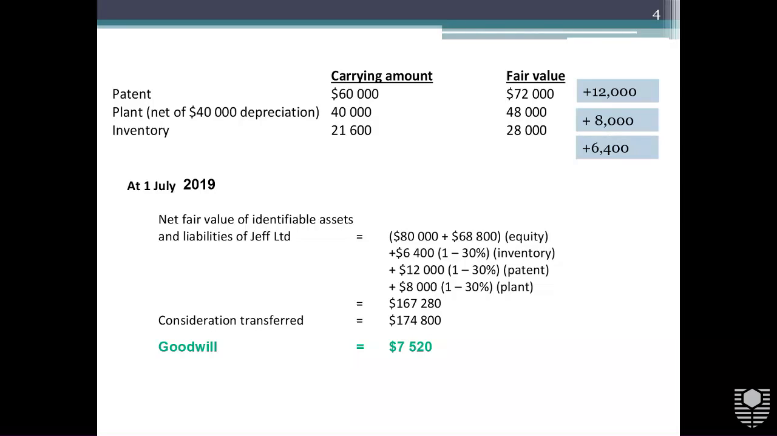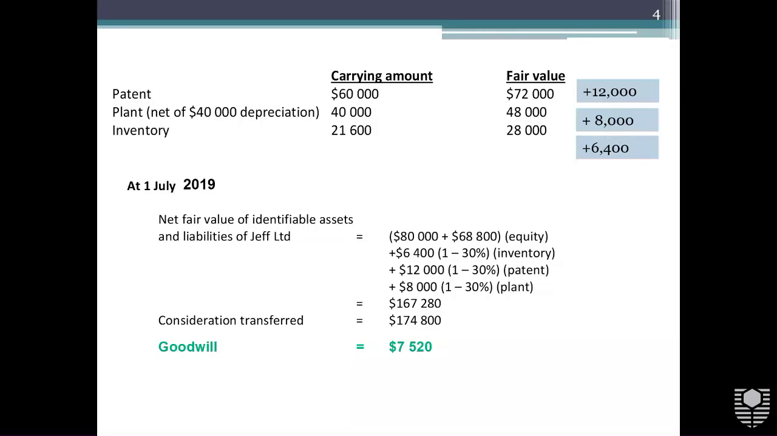167,280. We are only going to pay 174,800. So we've got goodwill of 7,520. All right, nice easy question. It gets a little bit harder when we do 10.7 a bit later. We've got pre-existing goodwill. We've also got a cumulative dividend that we'll need to account for. That's why I'm doing this one first, because it's an easy one. Then we'll do 10.7 because it gets a bit harder.